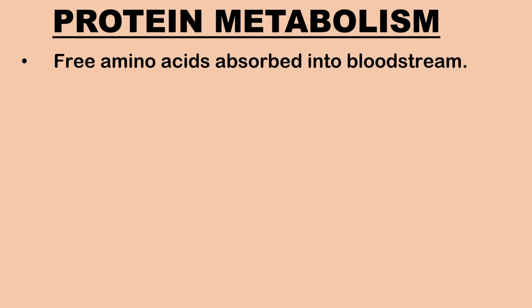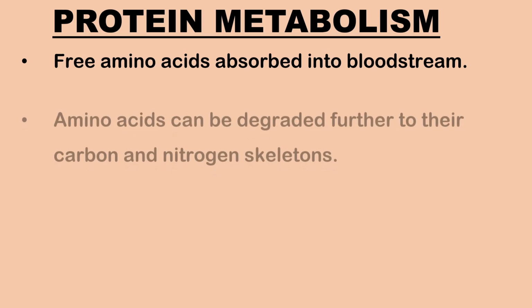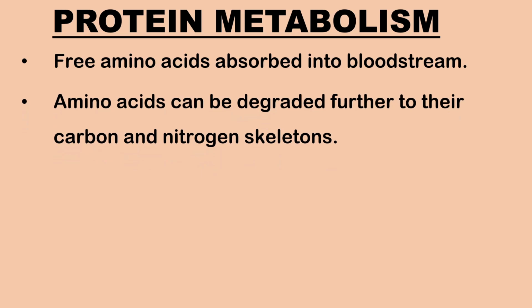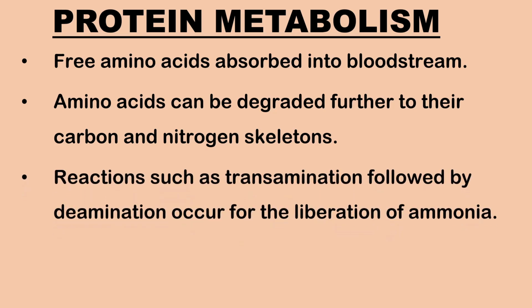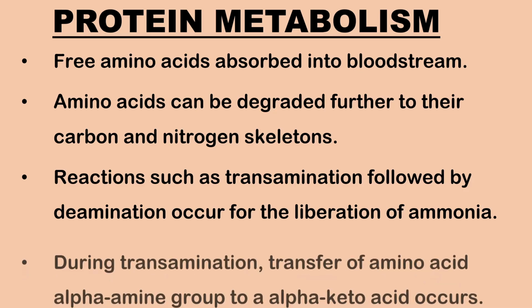Free amino acids are absorbed into the bloodstream and are transported to various cells for further breakdown by facilitated and active transport mechanisms. The amino acids can be degraded further to their carbon and nitrogen skeletons. The amino acids undergo certain reactions like transamination followed by deamination for the liberation of ammonia.